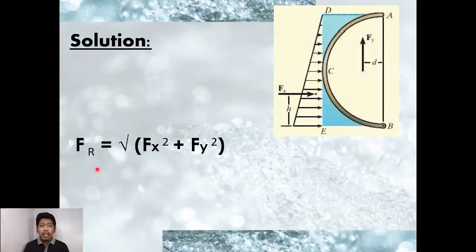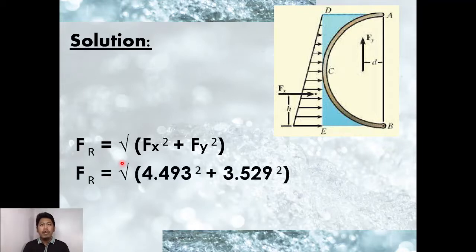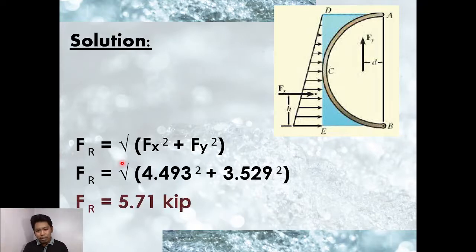So our resultant force, the same as before, is the square root of the sum of the squares of our component forces. So F sub R, the resultant force, equals the square root of 4.493 kips squared plus 3.529 kips squared. Therefore, our resultant force is 5.71 kip. Okay, that is our answer for the resultant force, or 5.71 kilopounds. That is the first thing we were looking for in this problem.